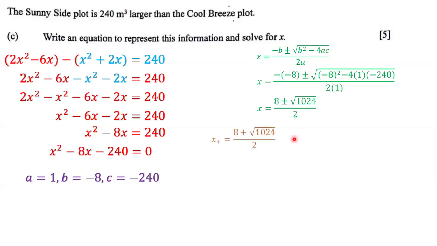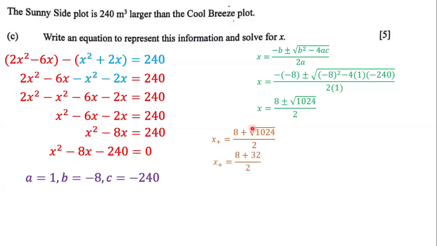And so now what we have here is plus or minus. So x can have two solutions, right? One solution where the sign in the middle here is a positive sign, and the next solution where the sign here is a negative or a subtraction sign. And so let's deal with the solution where the sign in the middle is positive, and we're going to call the solution X sub positive. And so we have 8 plus the square root of 1024 all over 2.